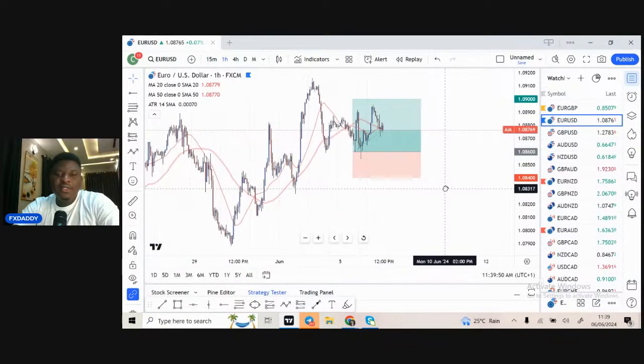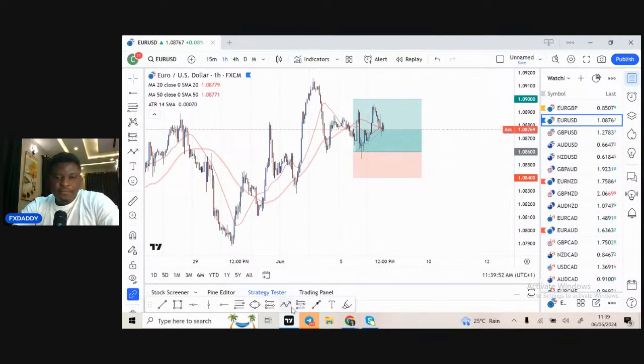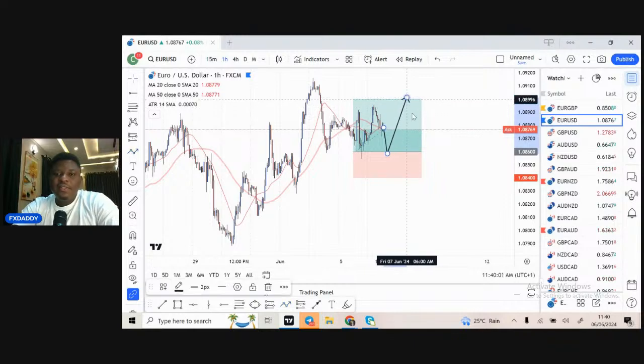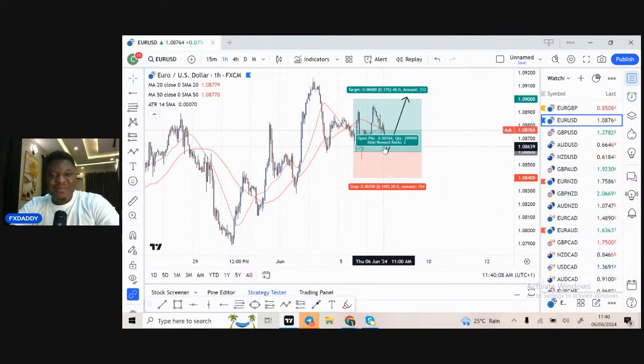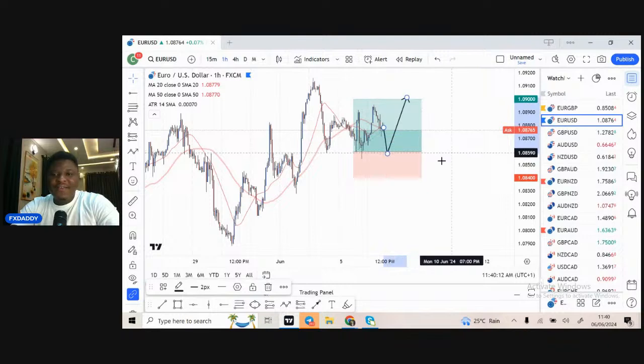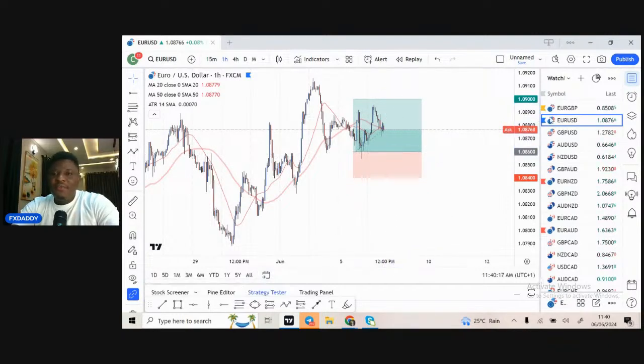I'll share the coordinates and the entries with you guys before the end of today's live session. If this happens, this place will still provide some form of credible support for a liquidity grab. I'm also hoping that news doesn't mess this up, guys. So I'll still give you the entries for this before the end of today's live session. I'm owing you guys signals on EURGBP and EURUSD.